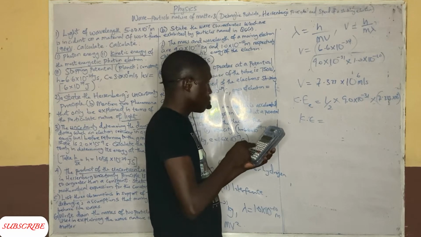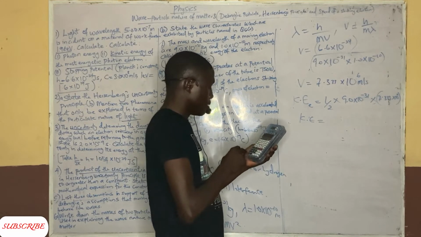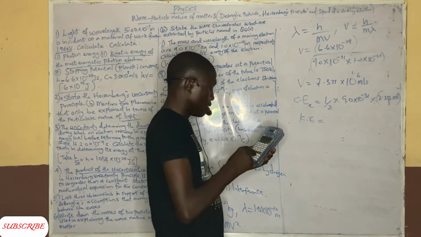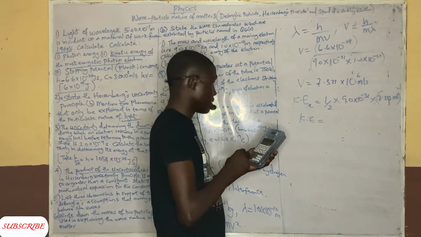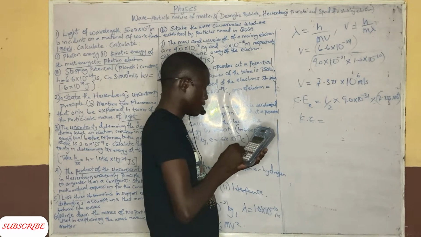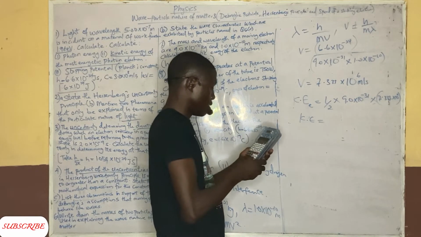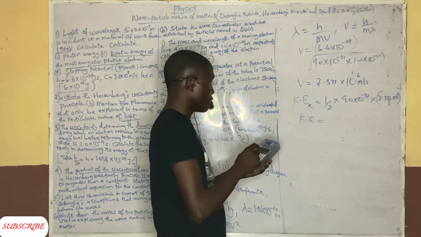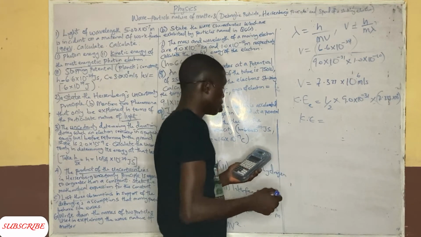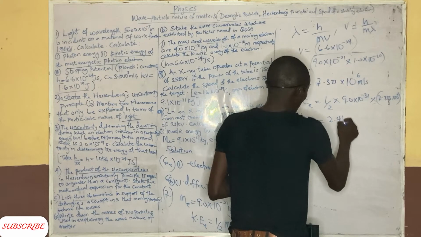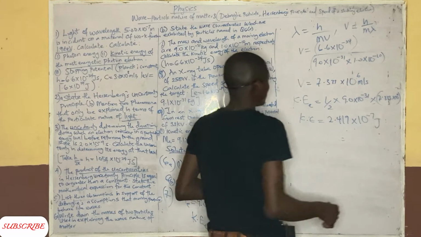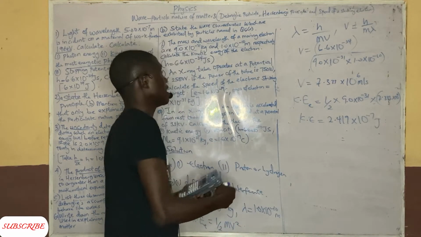So you press 9.0 multiplied by 10 to the power minus 31, multiplied by double bracket 7.333 times 10 to the power 6, bracket, plus square. So what do we have? Divided by 2. Divided by 2, we have 2.419 times 10 to the power minus 17 joules. So that is the kinetic energy of the electron.